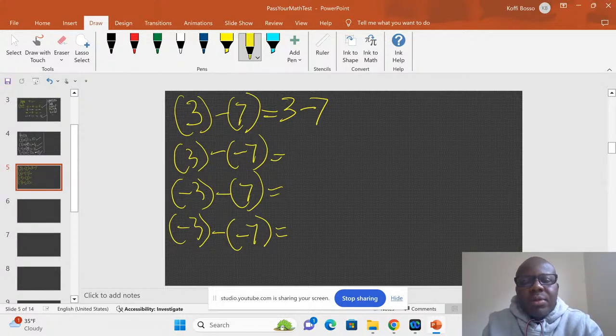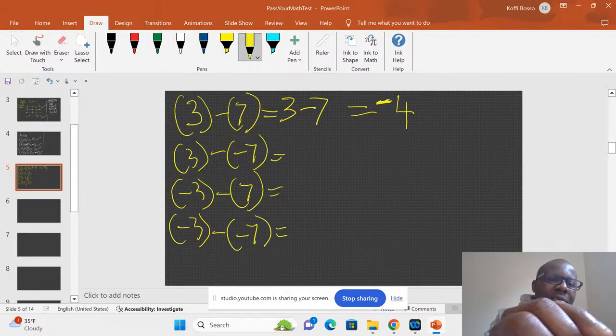So I have two numbers with a different sign. What I will do is take the small number from the large number. If I take 3 from 7, I'm left with 4. Now my large number is 7. What is the sign for 7? Negative. So I'm going to have negative 4.